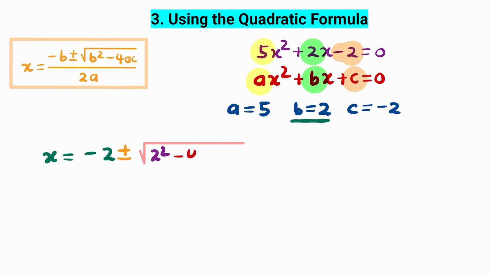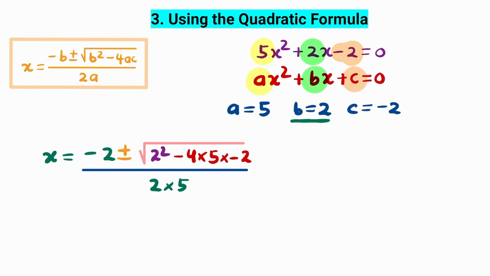So minus 4 multiplied by the a value, which is 5, multiplied by the c value, which is minus 2, over 2a. 2a means 2 multiplied by the a value. What is the a value here? It is 5. 2 multiplied by 5. Now we can simplify this equation further to find the solutions of x.